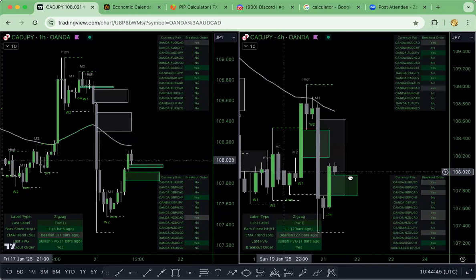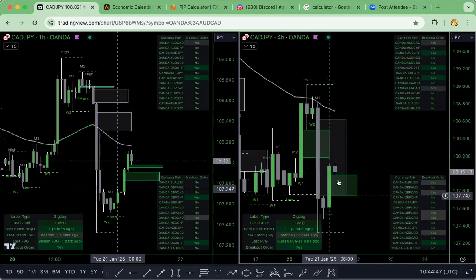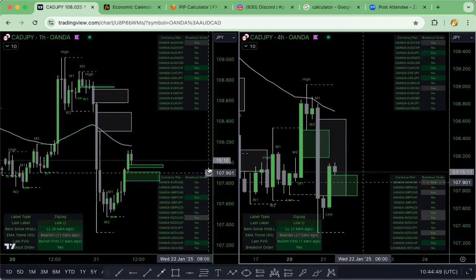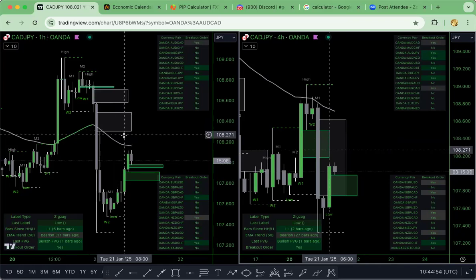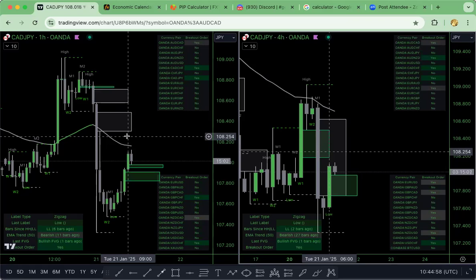So it's literally that process. You want a 4 hour FVG completed to be here, and then you want to look for price action to pull back into a 1 hour FVG, and it gives you an M1, M2, or W1 or W2 entry for buy trade setups.